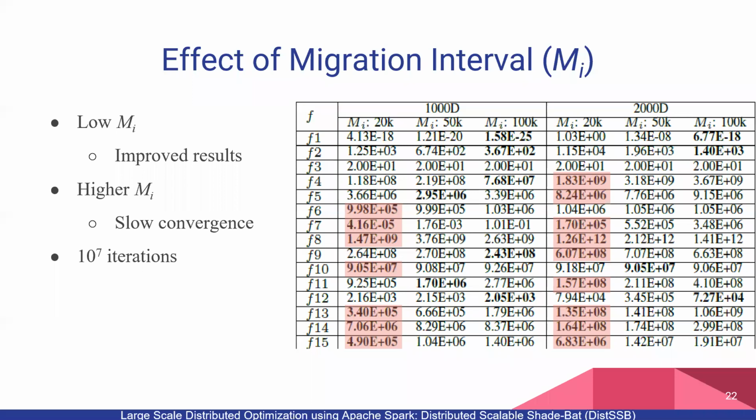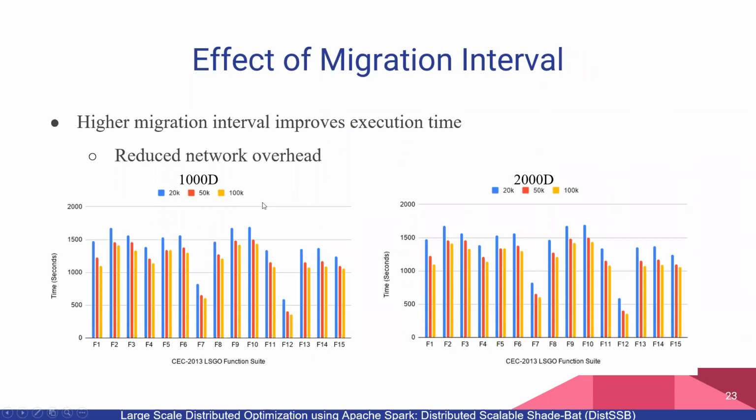We have performed extensive experiments to analyze the effect of migration interval for 10 million iterations. Results indicate that distributed SSB has faster convergence at a 20,000 migration interval. However, a higher migration interval improves the execution time by reducing network overhead.